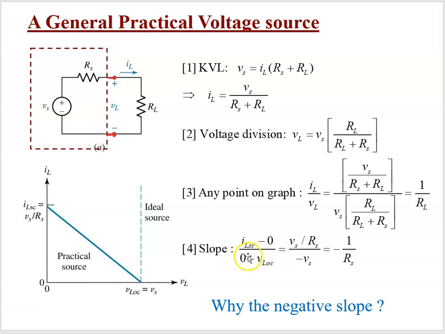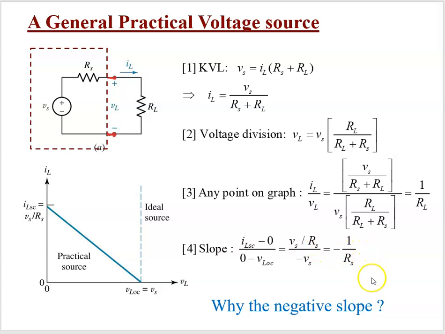The slope of the graph, however, is negative 1 over RS. Again, we can find that slope using our 2 points, the short circuit current minus our open circuit current. That's our change in current divided by our change in voltage, which is our short circuit voltage minus our open circuit voltage. So that gives us the negative 1 over RS.